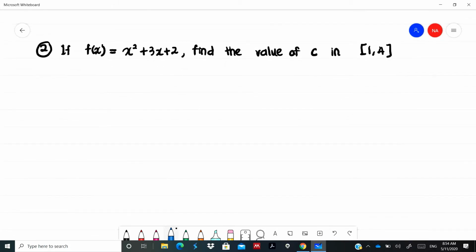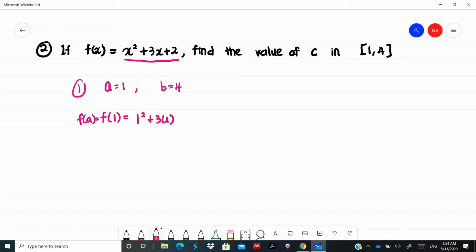The first step: the value of a is equal to 1, the value of b is equal to 4. Now we have to substitute the value for f of a, which is f of 1. We substitute the value 1 inside this function: 1 squared plus 3 multiplied by 1 plus 2. This is 1 plus 3 plus 2, which gives 6.